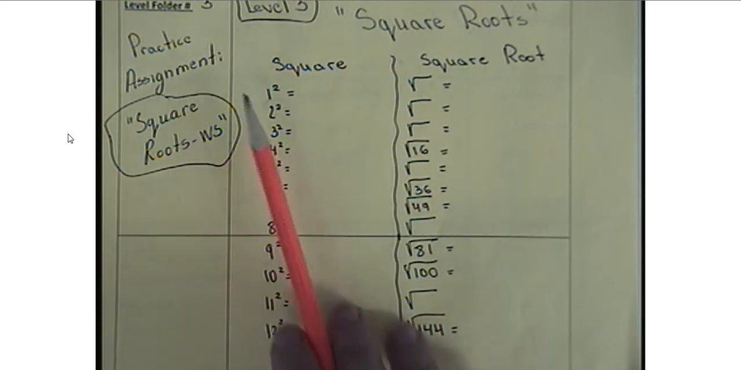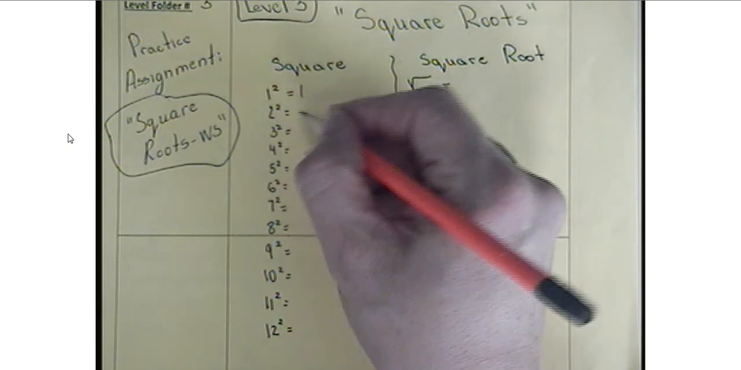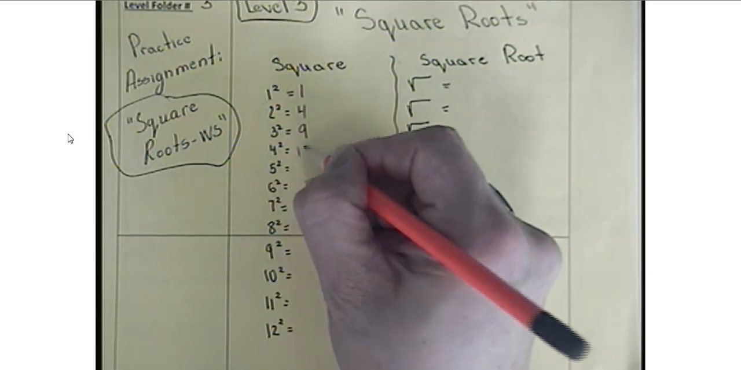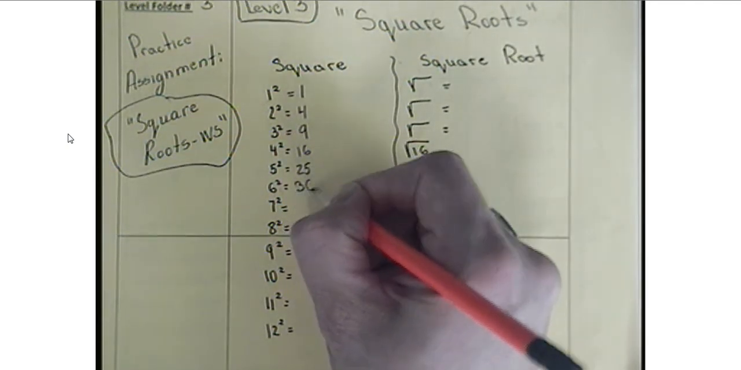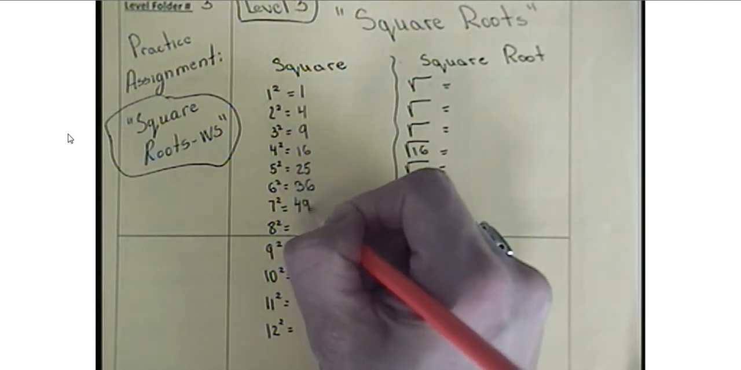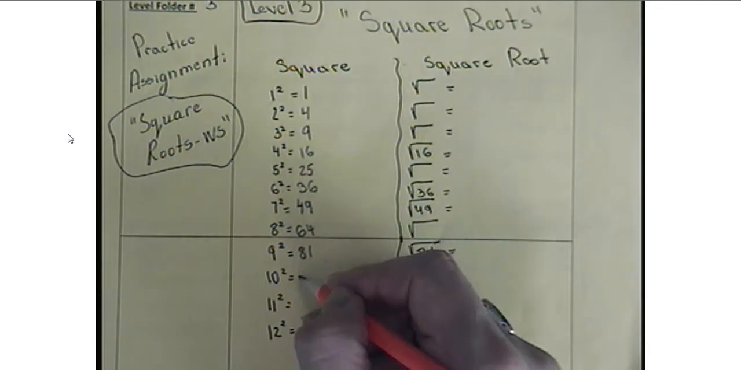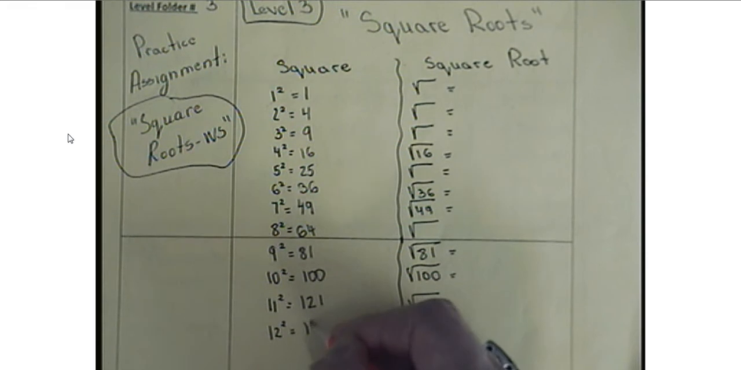So, 1 to the second will be 1. 2 to the second will be 4. 3 to the second will be 9. 4 to the second, 16. 5 to the second, 25. 6 to the second, 36. 7 to the second, 49. 8 to the second, 64. Then we have 81, 100, 121, and 144.